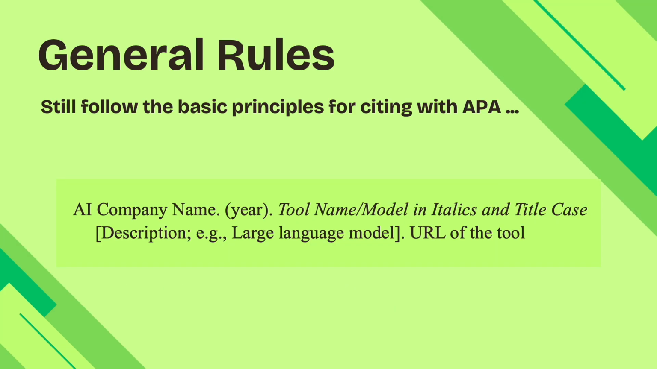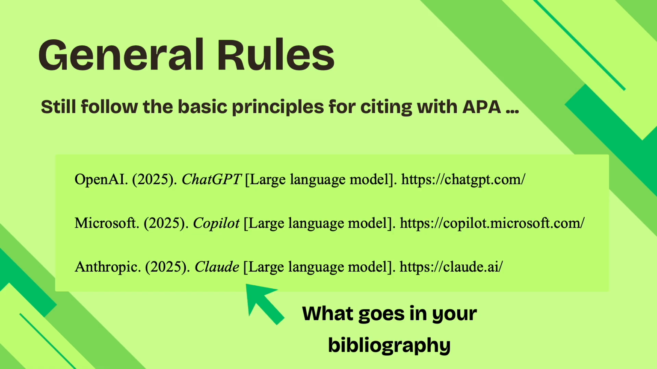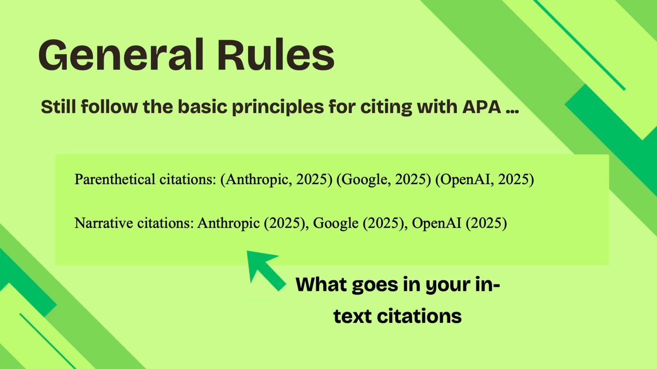So here is what it looks like all together. The company name is in title case, followed by the year in parentheses, then the name of the tool in title case and italics, the description in brackets, and then the URL. And here are specific examples of how to cite AI tools for ChatGPT, Copilot, and Claude, and these would go in your references list. And this is what they would look like as your in-text citations.